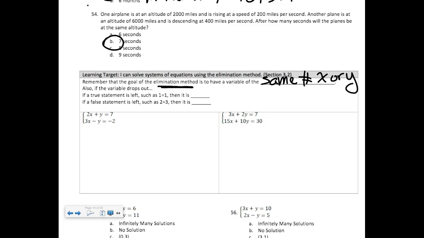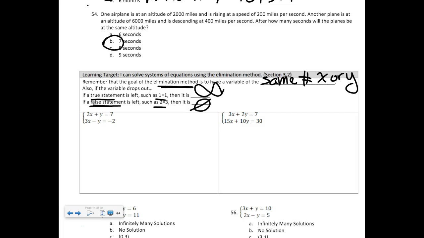Then remember, you are either able to add or subtract your 2 equations together. Sometimes we are left with true statements, so something like 1 equals 1. If that happens, reminder, your answer was infinitely many solutions. If you were left with a statement that was false, like 2 equals 3, then we had no solution. Does that look and sound familiar?